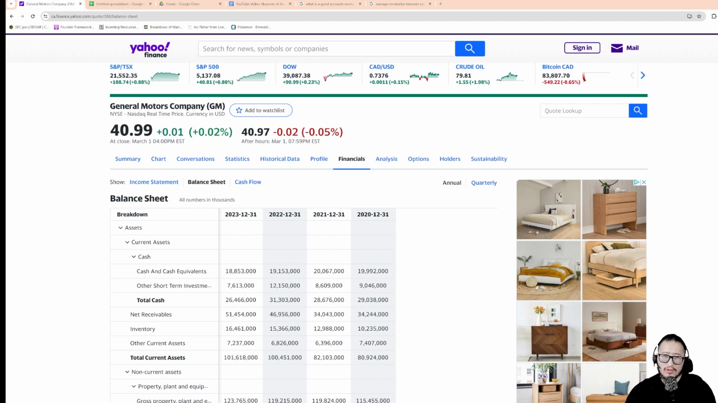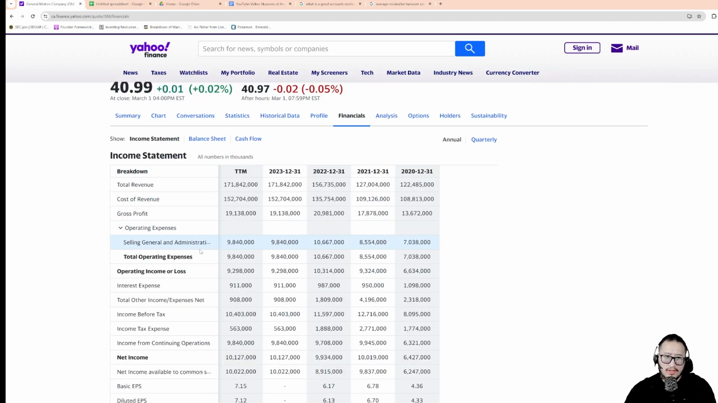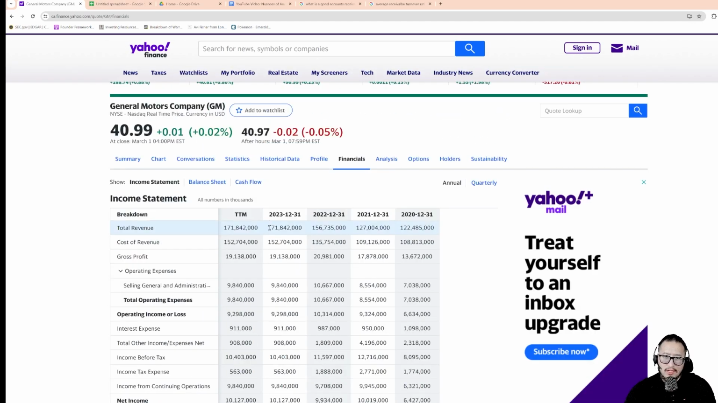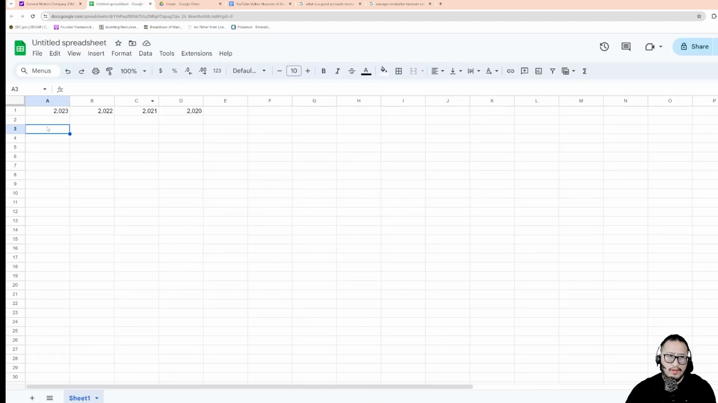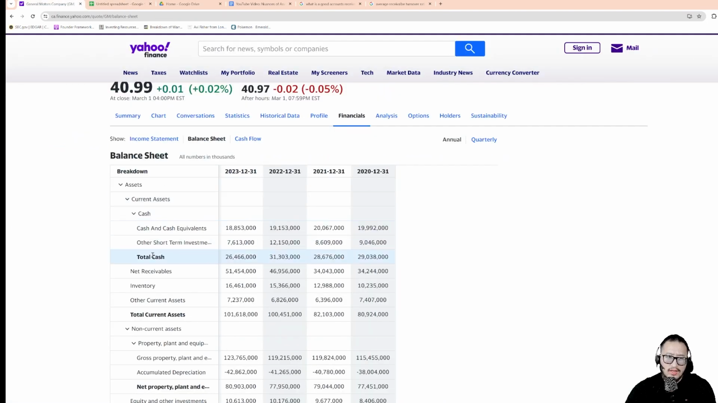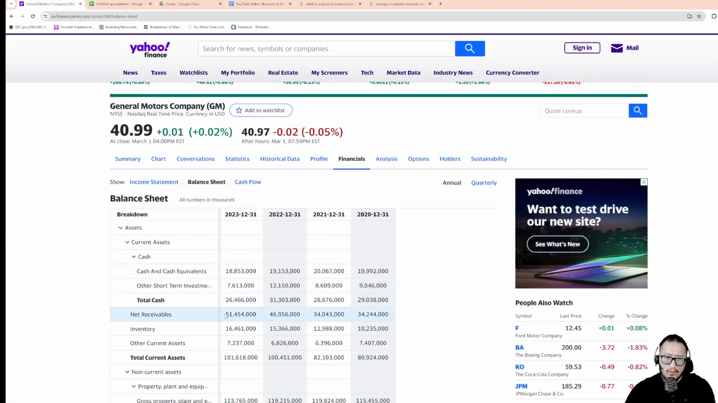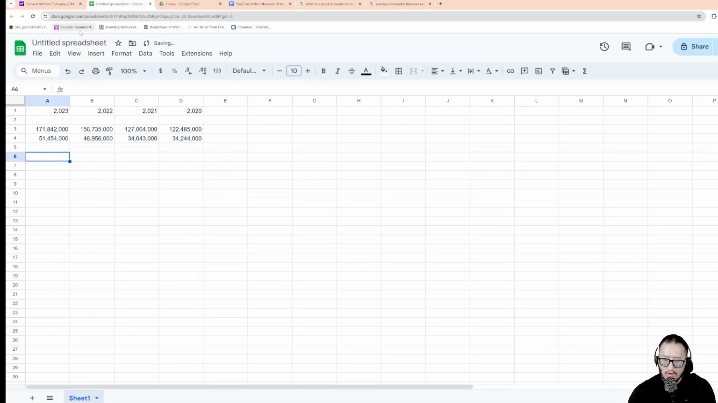Now, with General Motors, you can determine this, a rough approximation, mind you, by going to their income statement and taking the total sales. I'm going to take it for 4 years, 2023 to 2020, and you can just copy that here. And then I'll take the accounts receivables, net receivables over the course of 4 years, copy, paste, and I'll just do a quick Excel formula. This divided by this, and you get the net receivable turnover ratio.